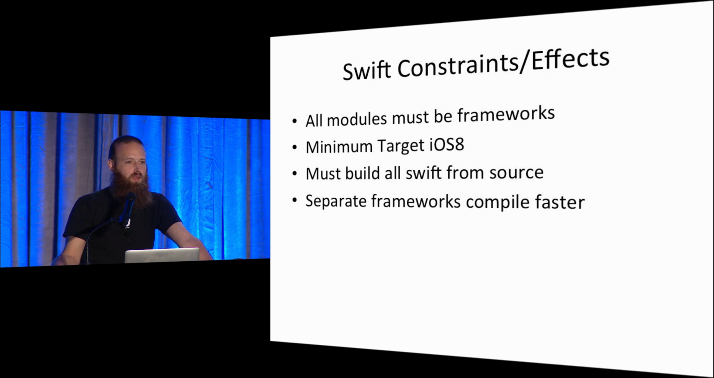You can use Swift with iOS 7 if you want to, but you then have to put all your code into one project. It's not possible to use any kind of static compilation. Also, separate frameworks compile faster, which is nice.